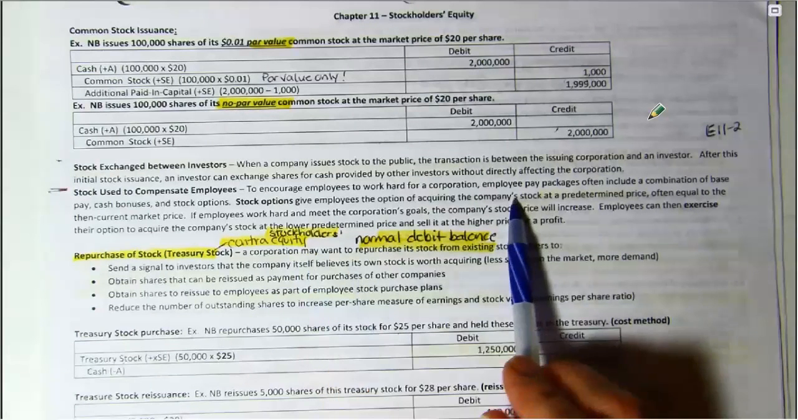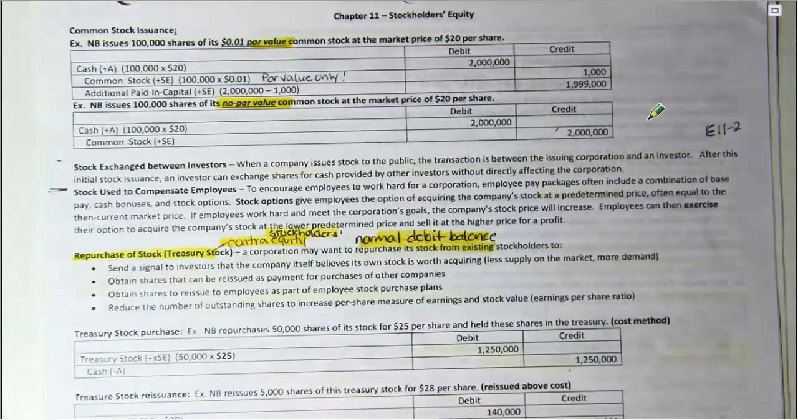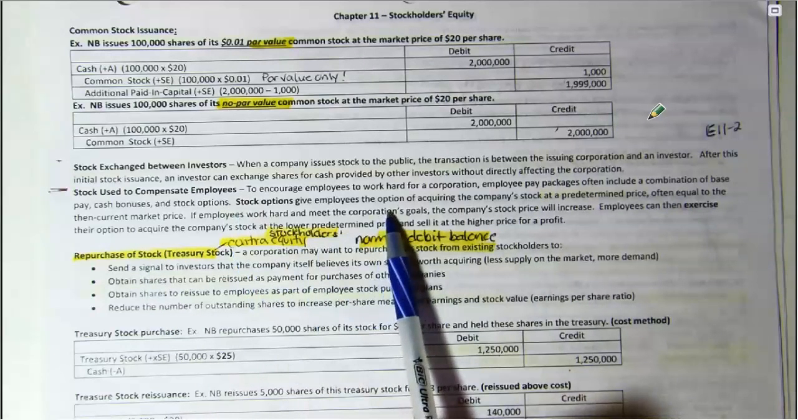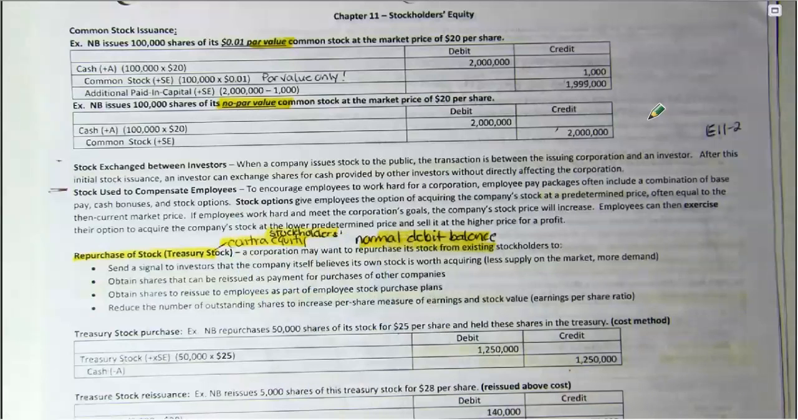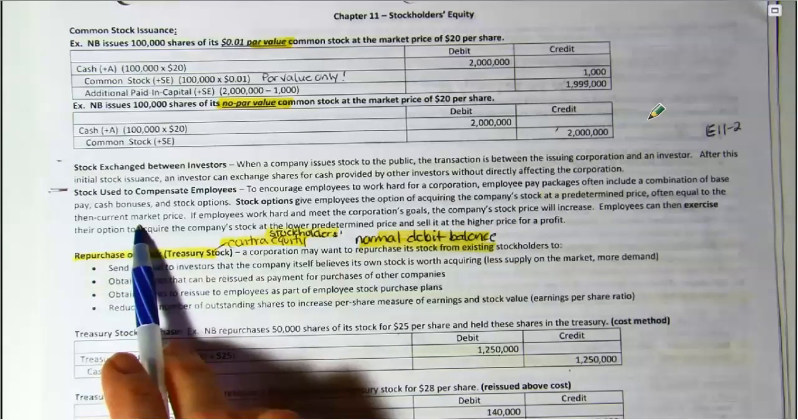So higher up in the corporation, employees' pay packages include a combination of base pay, cash bonuses, and stock options. Stock options give the employees the option of acquiring or buying the company's stock at a predetermined price, which is often equal to the current market price. So you might think, well, who cares if you just go out in the market and buy it at the current market price? Well, that's true. That's not how the option is designed.